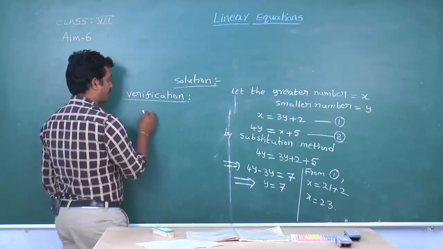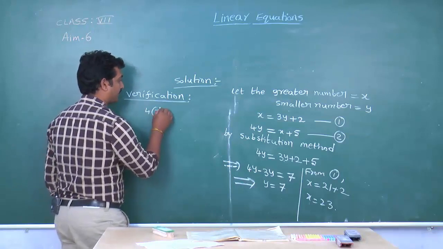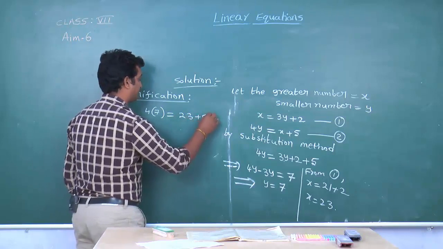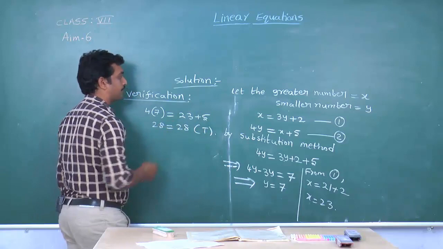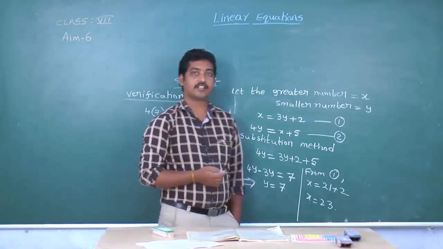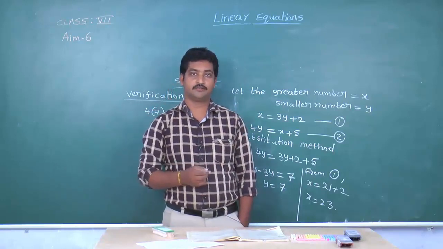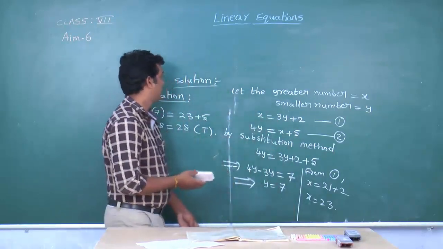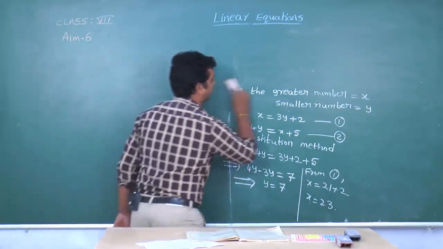So take equation number 2: 4 into 7 is equal to 23 plus 5. 28 is equal to 28. Therefore, the required numbers are 23 and 7. Next, come to one more problem related to money.